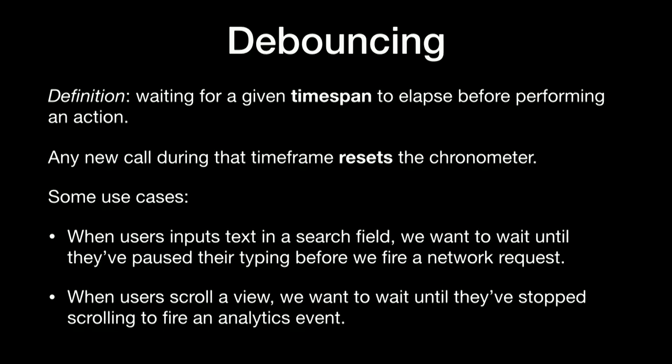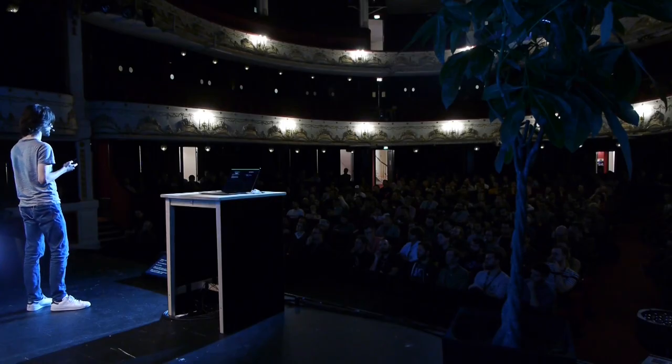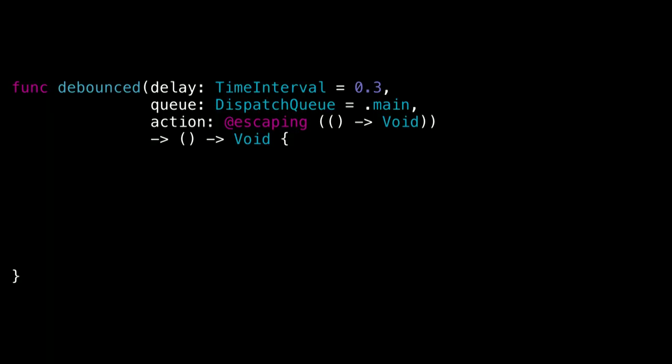Also, imagine that your user is scrolling a scroll view and you want to send some analytics to know how he behaves. Of course, you don't want to fire an analytics for every pixel of scrolling. You want to wait until the scrolling has completed. So debouncing is very useful. Well, we can also implement it in a much more declarative way, as a pseudo keyword. So let's look at how it might go.